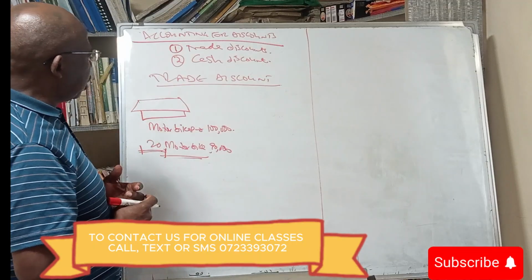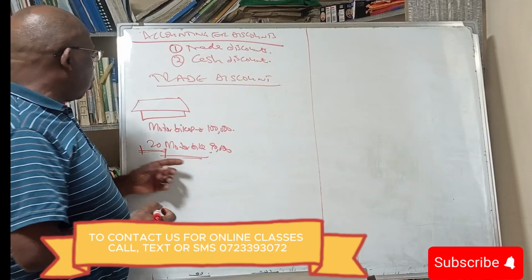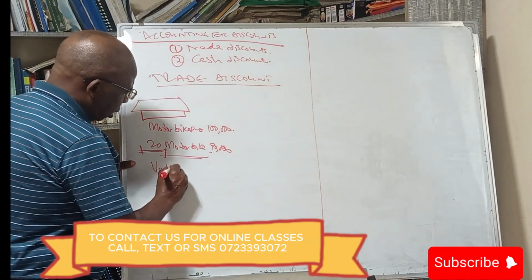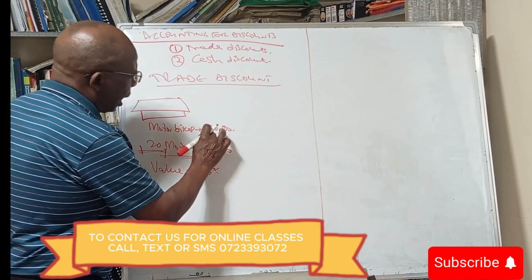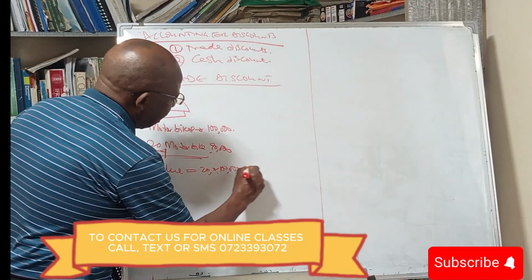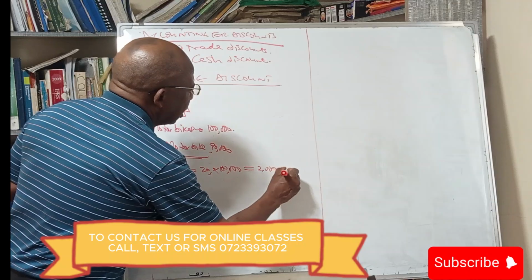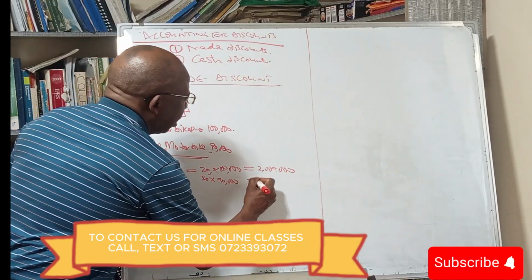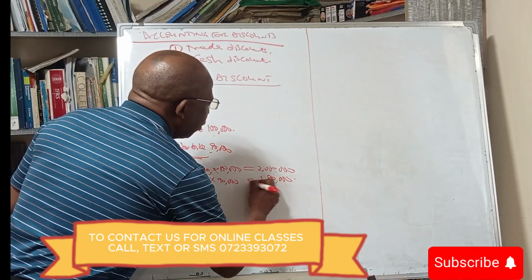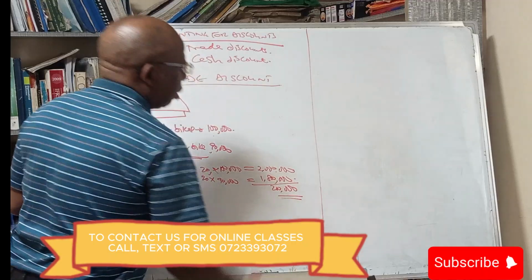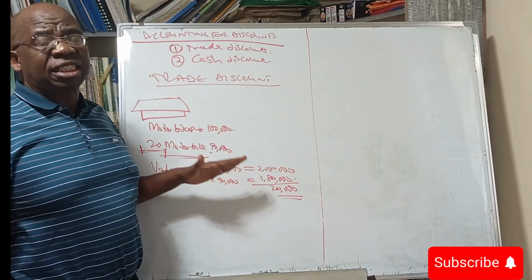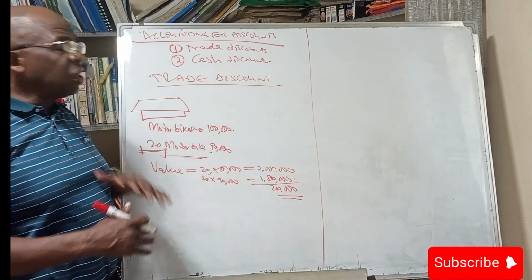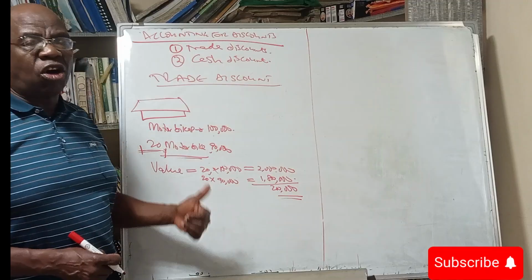Instead of selling the 20 motorbikes at 20 times 100,000, which is 2 million shillings, we now sell them to you at 90,000 each, 20 times 90,000, and that becomes 1,800,000. It means we have given you a discount of 200,000. When we are recording this kind of transaction, we record it net of the discount. Both the buyer and the seller record it net of the discount.